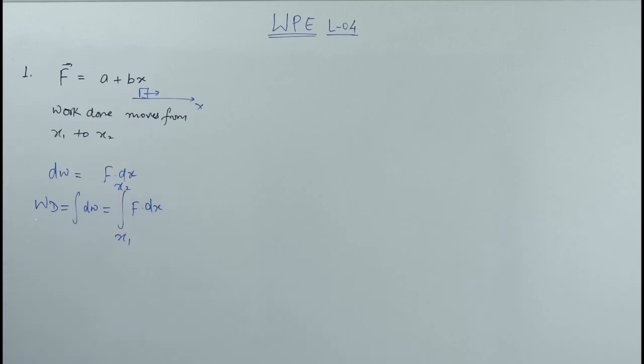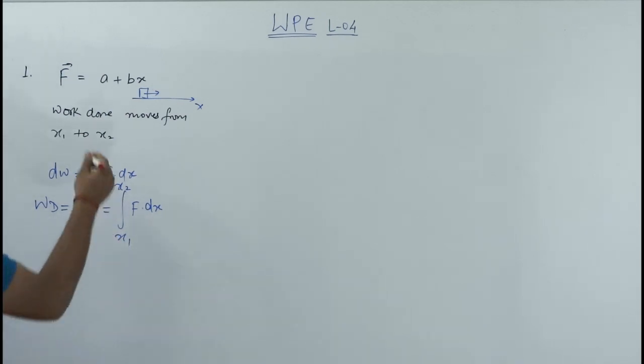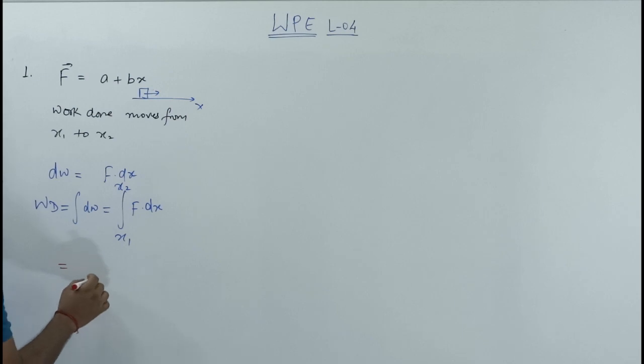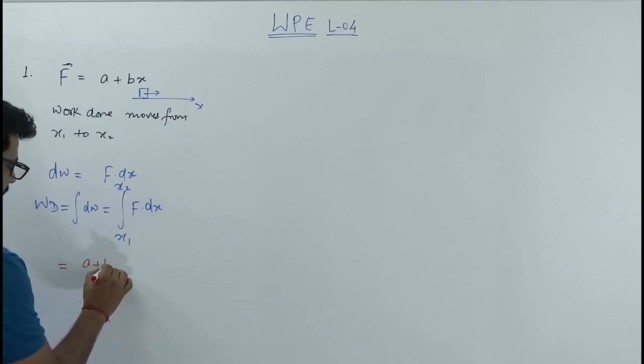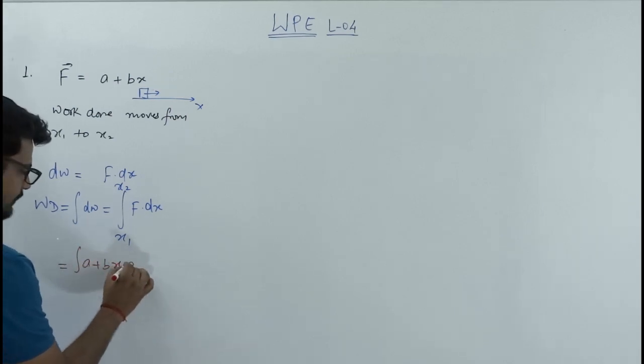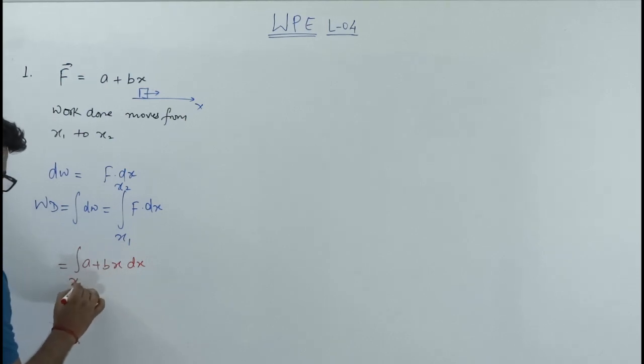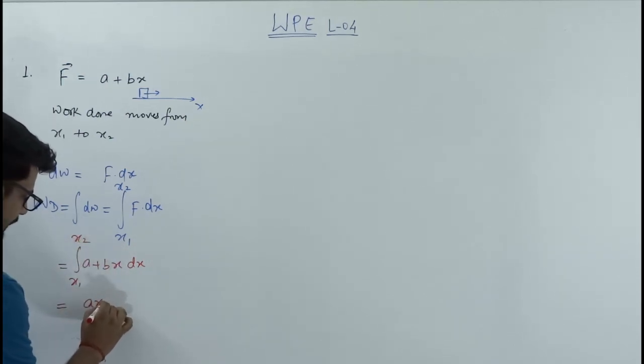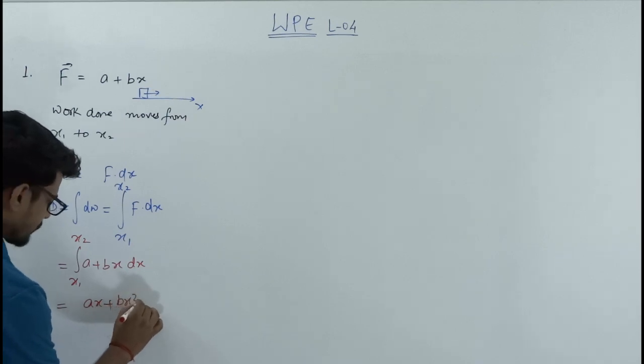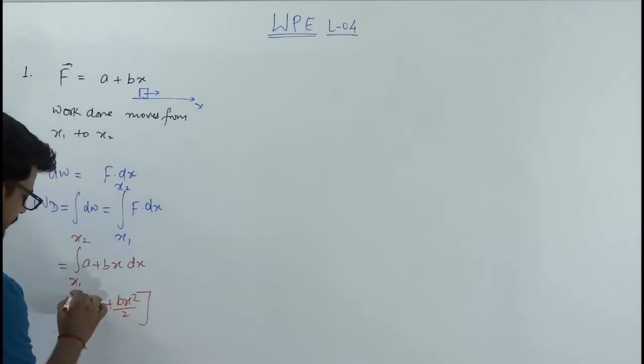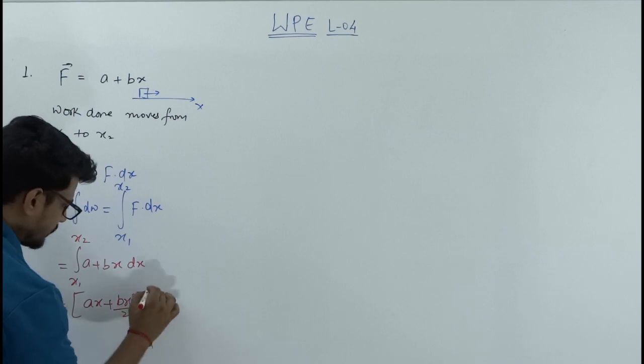So what is left now? Simply put the value and integrate. Force is how much? a plus b times x, integrated dx from x1 to x2. So this is going to be ax plus bx square upon 2, and the limit is going to be from x1 to x2.